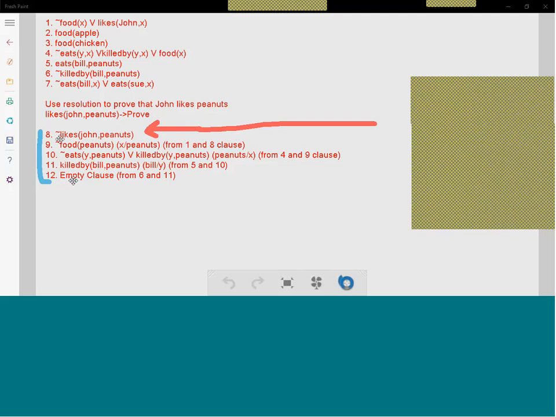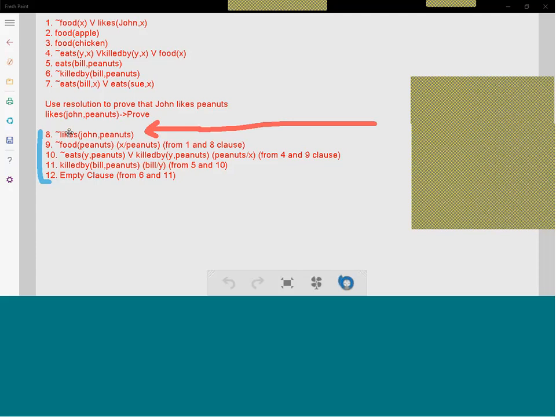If you derived the empty clause, then the negation of "Like John Peanuts" is false. If you derive something here, then you can say that the negation is true, and likewise you can tell the answer. So what is the answer here? We have derived the empty clause. So what is the meaning? The negation of "Like John Peanuts" is false. So what is the true one? Like John Peanuts.